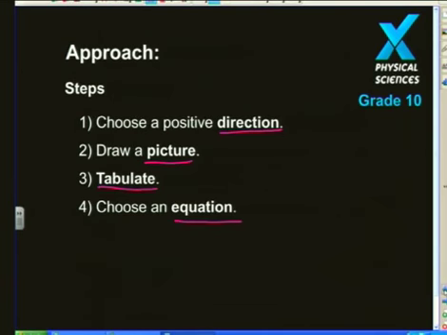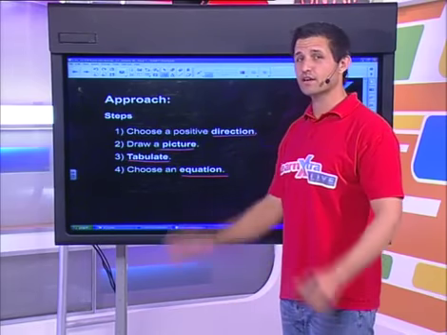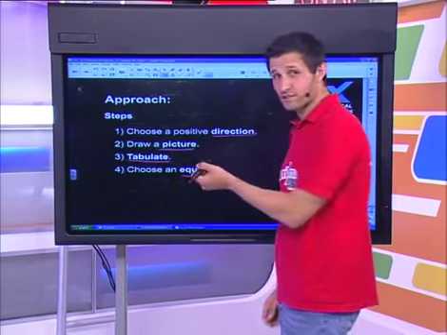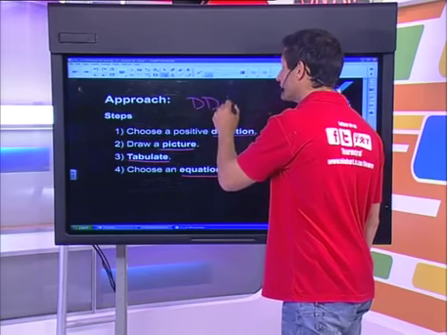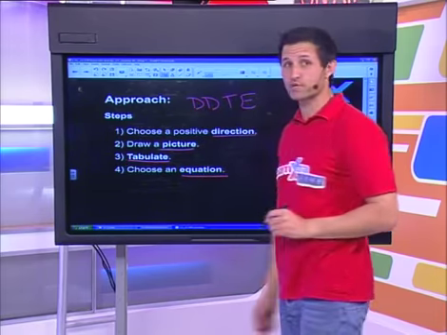Now you might say, well, Phil, you told me not to memorize anything, and now there's 4 steps in front of me. Now it's very easy. If you write down these letters, it'll help you. D, D, T, E. This is the order in which I do it.